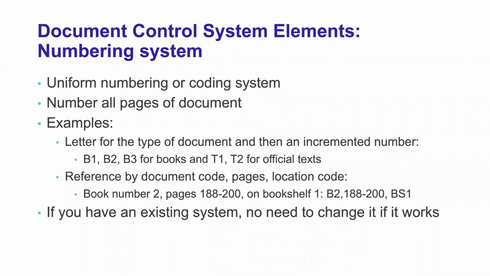So if you were writing an SOP and you wanted to reference a certain book, because that was what you used to inform your SOP, you could use this code, B2 188 through 200 BS1. And so this would tell you exactly where that reference was located in the laboratory. And again, you should use what system works best for your lab. If you have an existing system that works well, there's no need to change it. These are just some examples that you can use to organize yourselves if you don't have one in place.